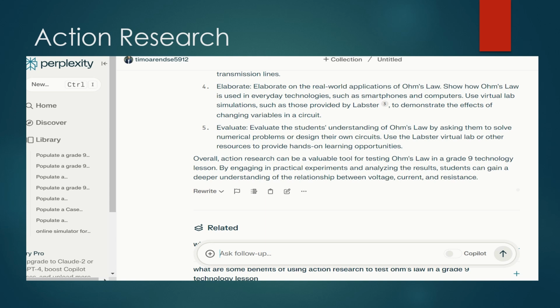Show how Ohm's law is used in everyday technologies such as smartphones and computers. Use virtual lab simulations such as those provided by Labster. Now, Perplexity supplied us with a virtual lab simulator that the learners and the teacher can use. Evaluate the students' understanding of Ohm's law by asking them to solve numerical problems or design their own circuits. Use the Labster Virtual Lab, and I will play a video where we demonstrate the virtual lab.